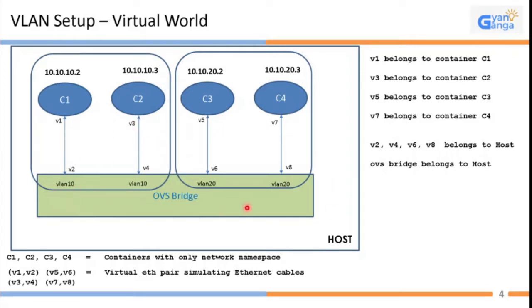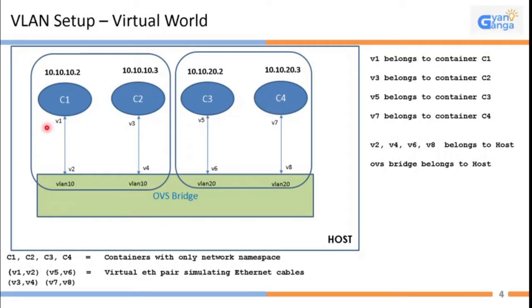So we have one OVS bridge which belongs to the host network namespace, or the host, and we have four microcontainers. That means four instances of network namespace, where we can have the applications running. Now if you see, we have four virtual Ethernet cables, or veth pairs. V1 belongs to C1, V3 belongs to C2, V5 belongs to C3, and V7 belongs to C4.